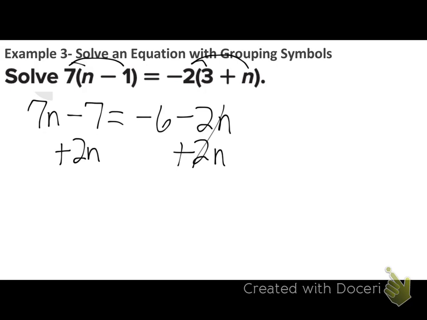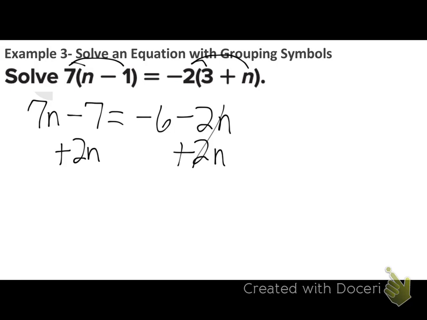This is me getting all my variables to the left side of the equation. Do I have to move them to the left? No, I can move them to the right. If I wanted to, I could have subtracted 7n from both sides as well. Is 2n going to combine with 7n or negative 7n? 7n, right?